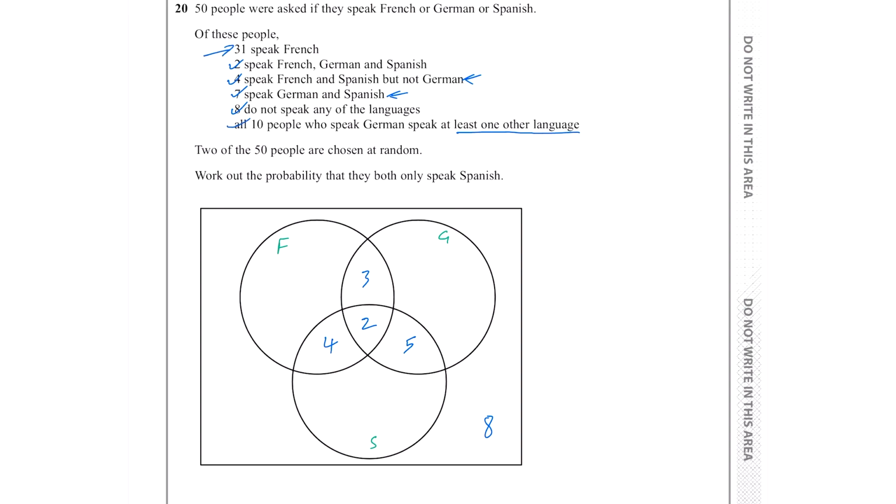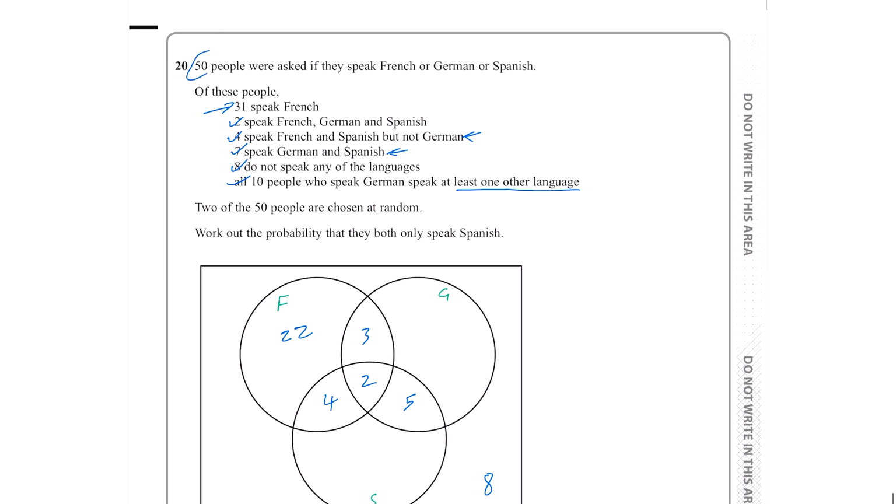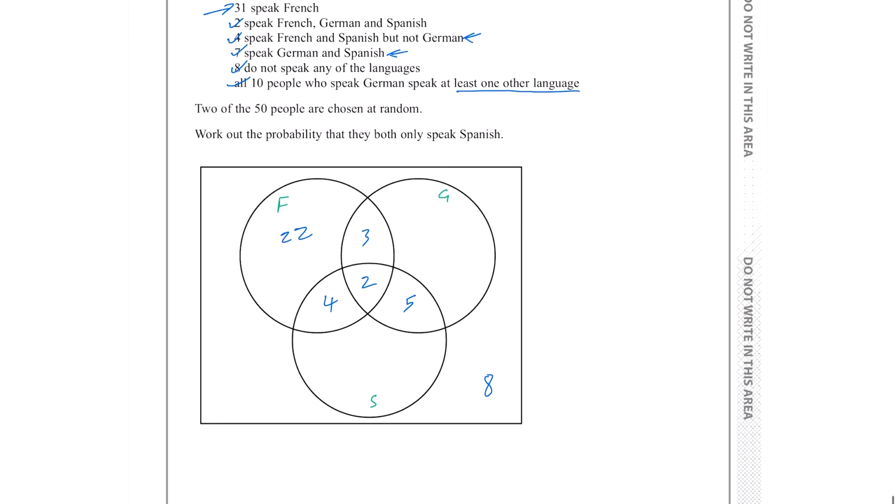And now coming back up to this one, if you look at the French circle, it's got a 3, 2, and a 4. If you add 3 and a 2, that's a 5 plus 4, which is a 9. So we can do 31 minus 9, and that means a 22 must go here. And that leaves us with, finally, there's 50 people altogether. If we add up everything we've got inside a square at the minute, it adds up to 44. That means a 6 must go in here, because no one speaks only German, according to the question.